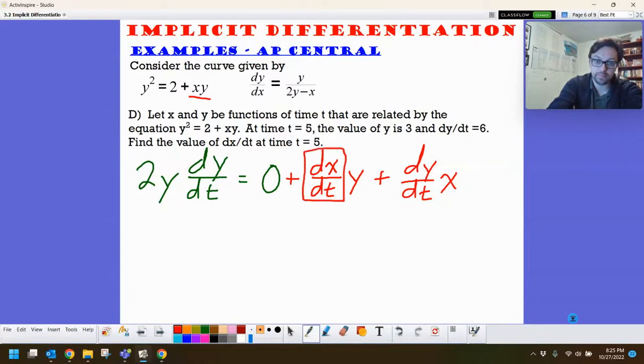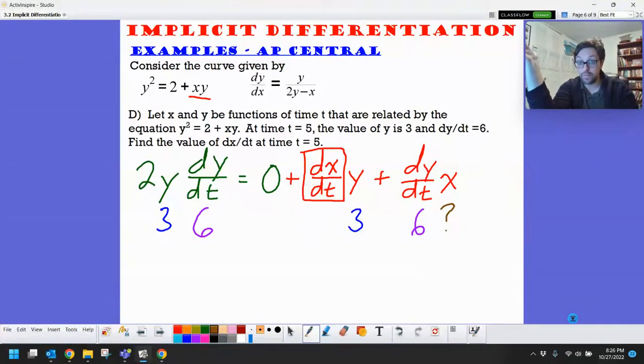So then we want to figure out what dx over dt is. We're looking for this thing. And we know that dy over dt equals 6. So we know that this is 6 and this is 6. And at time t equals 5, the value of y is 3. So we know that this y is 3 here and this y is 3 here. Now, the only thing I don't know is what x is. And we're trying to figure out what the value of dx over dt is. So I'm really curious what this x value is. If I can figure out that x value, I've got all my variables and I can solve for dx over dt. To do that, I can just plug it into here.